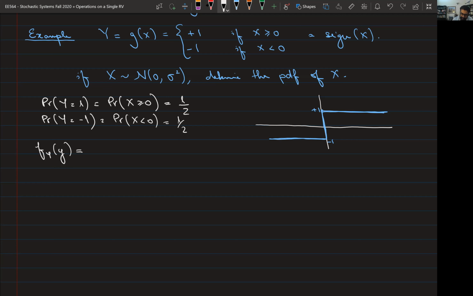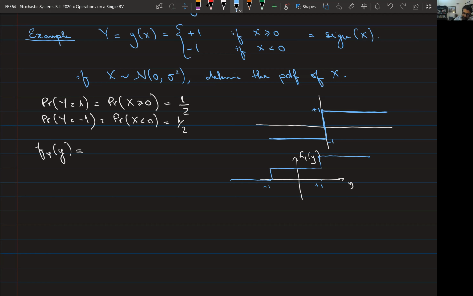So let me do it here. What do you think the CDF is going to be? So this is F_Y(y), and this is y. Mohsen, if I can draw the CDF first. Sure, sir. Okay, so this is 0. What happens at -1? At -1 the CDF becomes half. Yes. What happens at +1? It becomes 1, and then it stays 1.